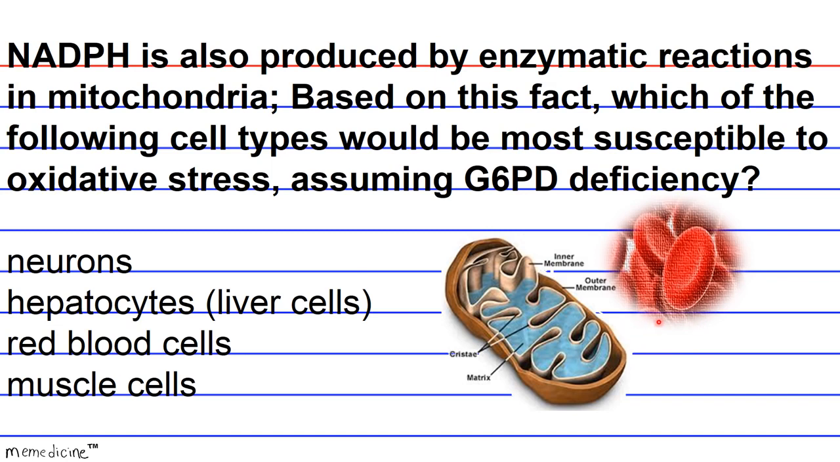So they lack mitochondria. A cell which contains neither mitochondria nor G6PD would have very limited NADPH producing abilities, and thus would be extremely susceptible to oxidative stress. Hence, red blood cells with G6PD deficiency would be most susceptible to oxidative stress. All right? Okay.